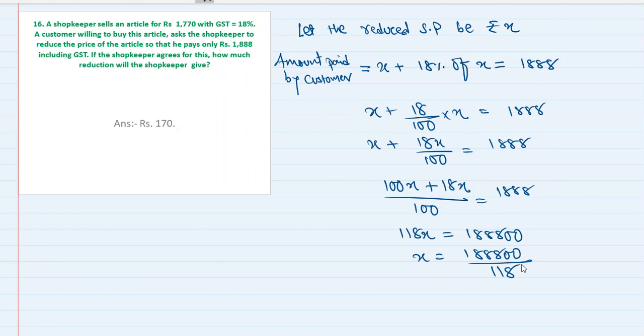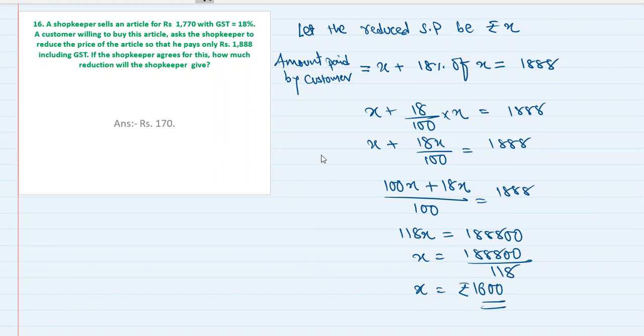Okay, so 188800 divided by 118. Do you hear that? That's thunder right now. There's a thunderstorm with huge rain outside. Okay, so divided by 118, and that is 1600. So x is equal to rupees 1600. So the reduced selling price of the article is 1600.